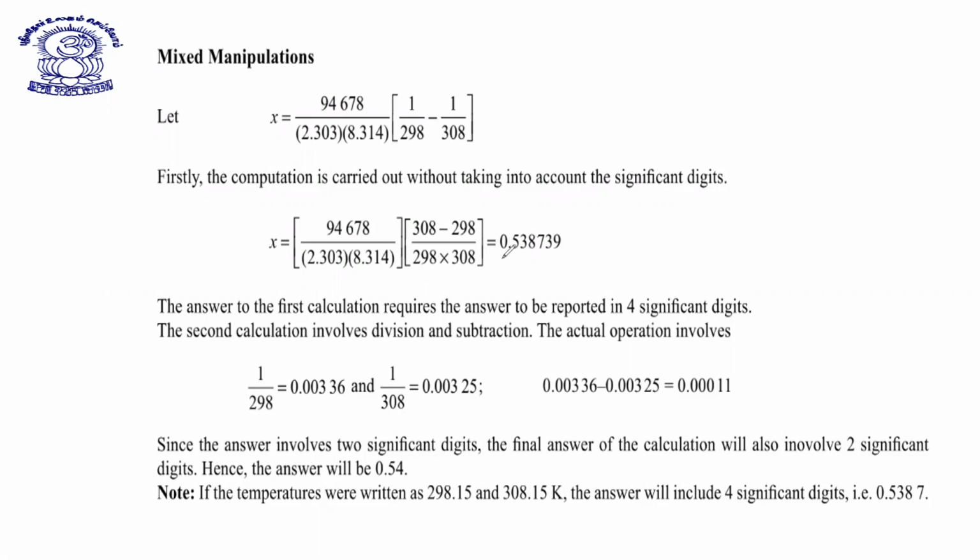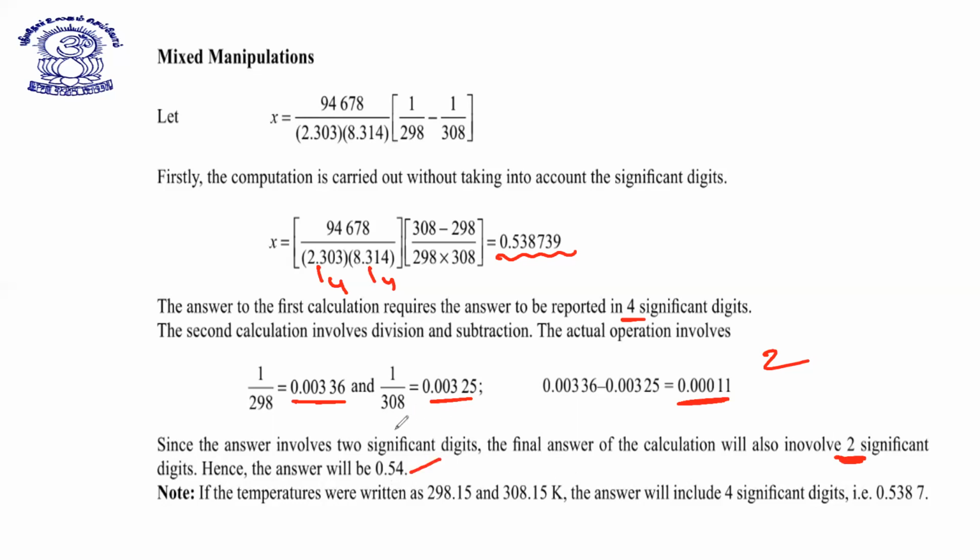That is 0.538739. Now, the answer to the first calculation requires the answer to be reported in 4 significant figures, because the lowest is 4. Because 2.303 has 4 significant figures, 8.314 has 4 significant figures. So the second calculation involves division and subtraction. The actual operation involves 1 by 298 is equal to 0.00336 and 1 by 308 is equal to 0.00325. Then the significant figures will be 0.00011. Since the answer involves only 2 significant figures, the final answer of the calculation will also involve only 2 significant figures. Hence, the answer will be 0.54.